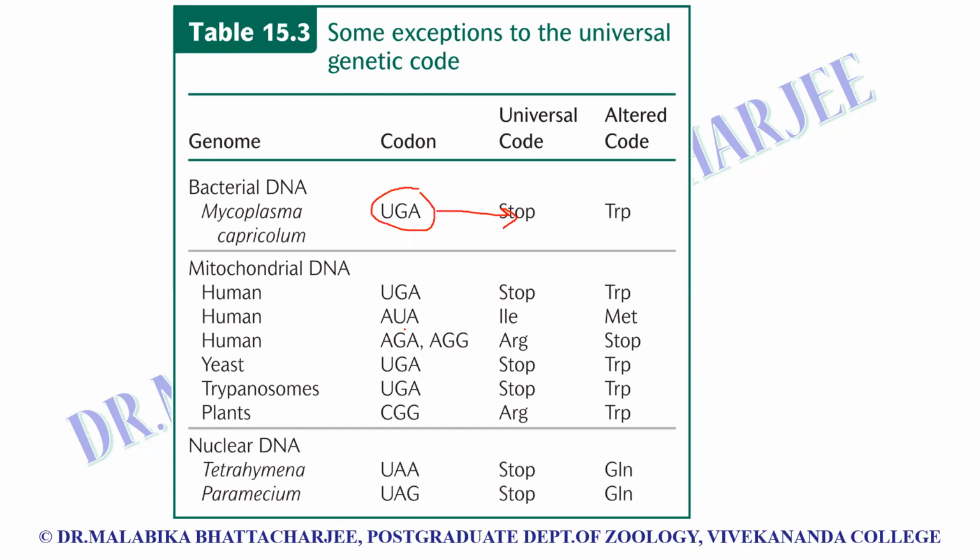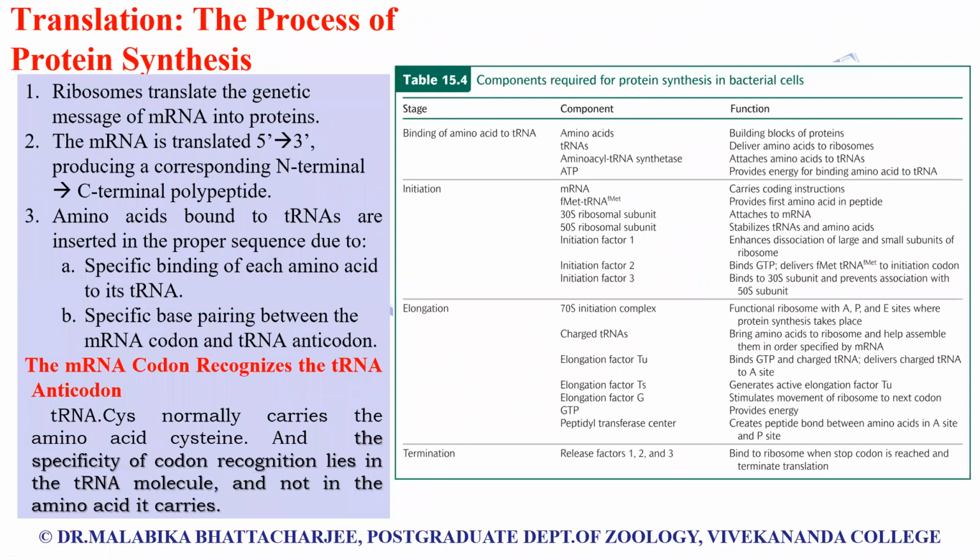We have AUA in humans. This is the codon. Universally, it codes for isoleucine, but in case of humans, it codes for methionine. When we talk about nuclear DNA in Tetrahymena and Paramecium, we have two stop codons. These are the universal stop codons, but they code for glutamine. So these are some subtle differences between the universal code and some uniqueness that occurs in it, some exceptions. And finally, with the end of the genetic code, we move on to translation, protein synthesis. We'll carry this on in our next chapter. So we'll stop our class today.